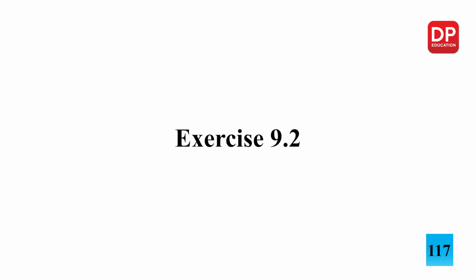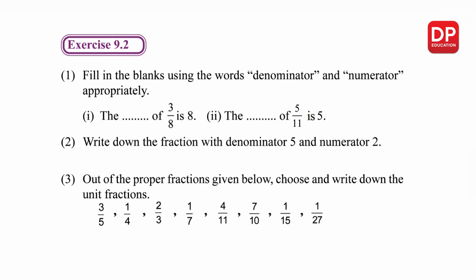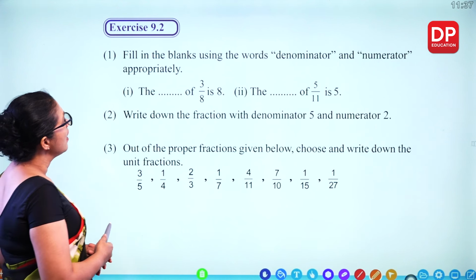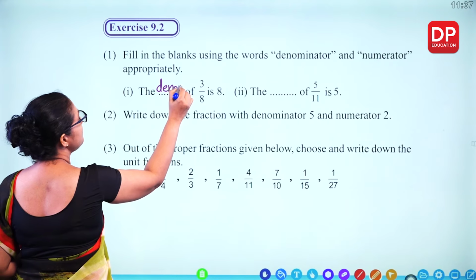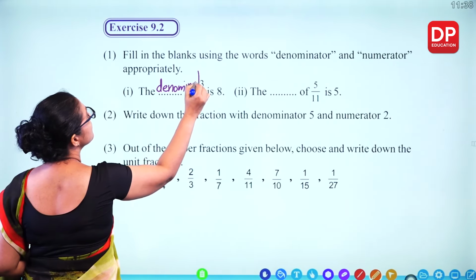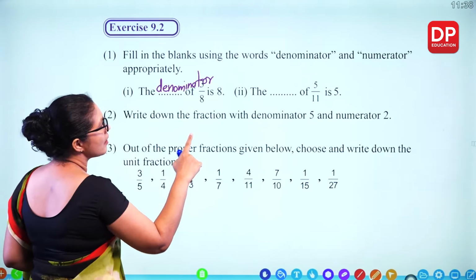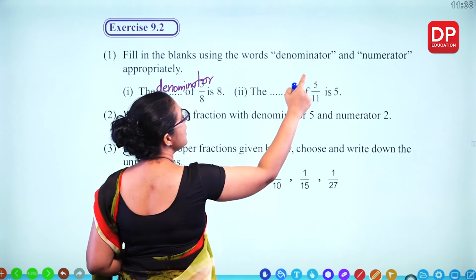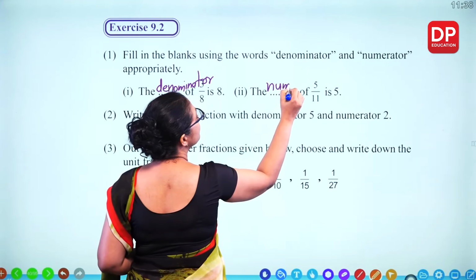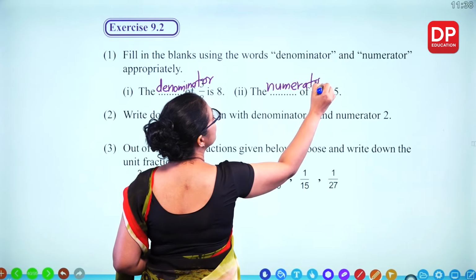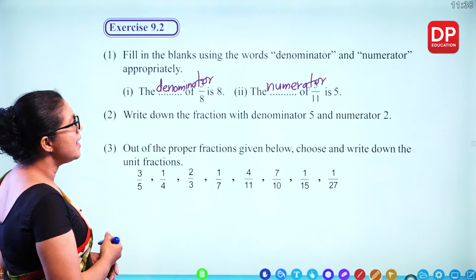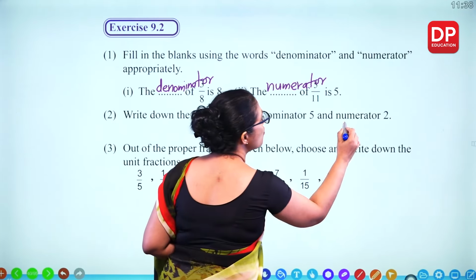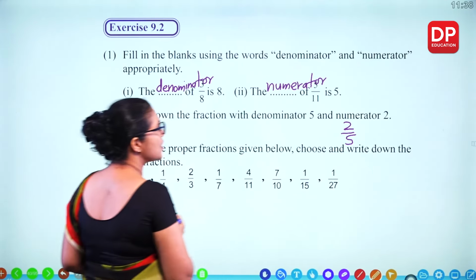Exercise 9.2. Fill in the blanks using the words denominator and numerator appropriately. What's 8? 8 is the denominator. What's 5 there? 5 is above the line, numerator. Write down the fraction with denominator 5 and numerator 2. So 2 over 5, 2/5.